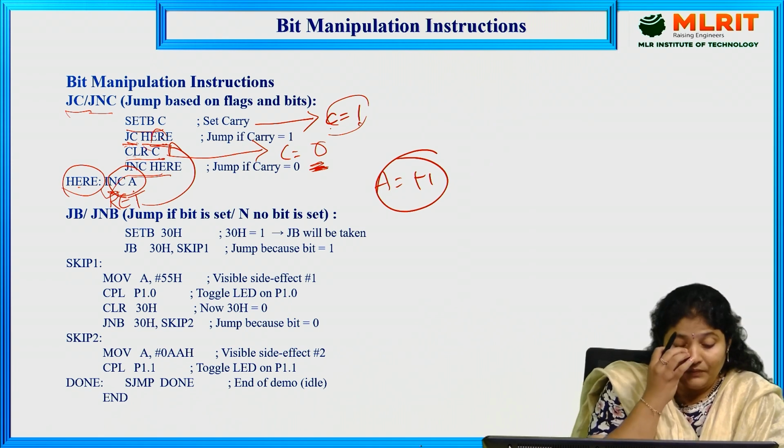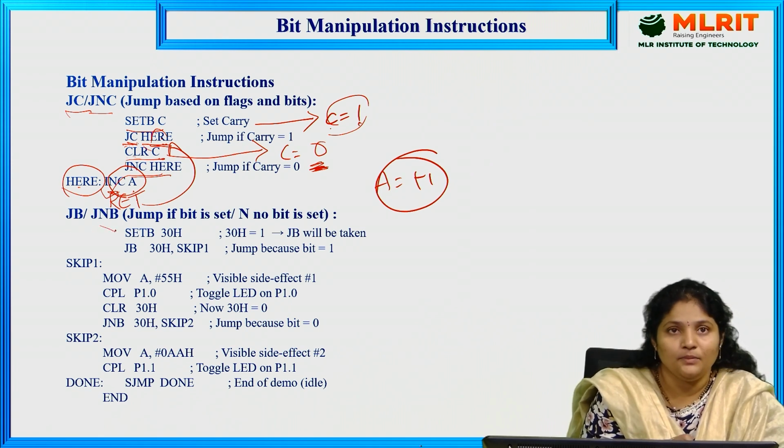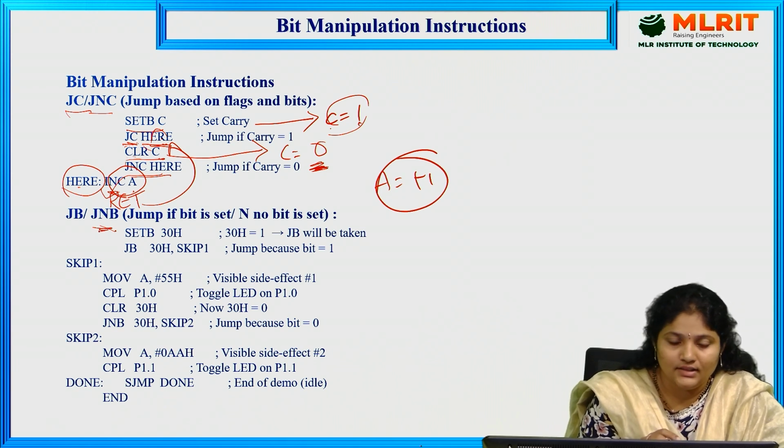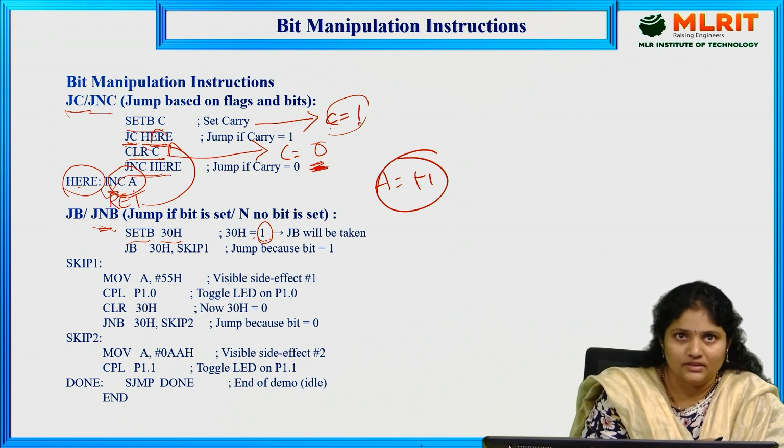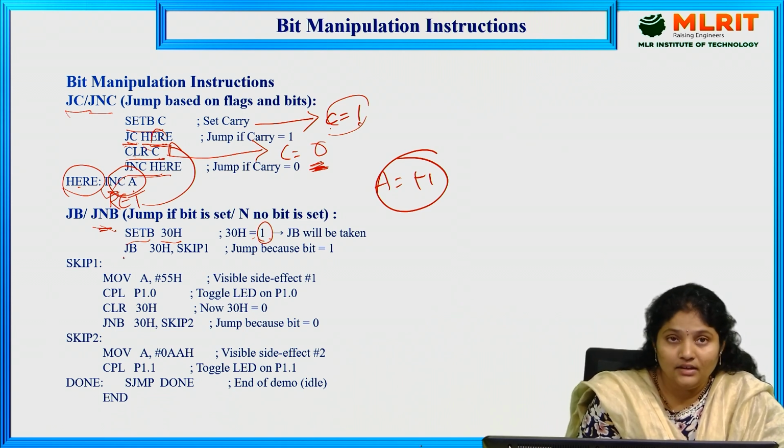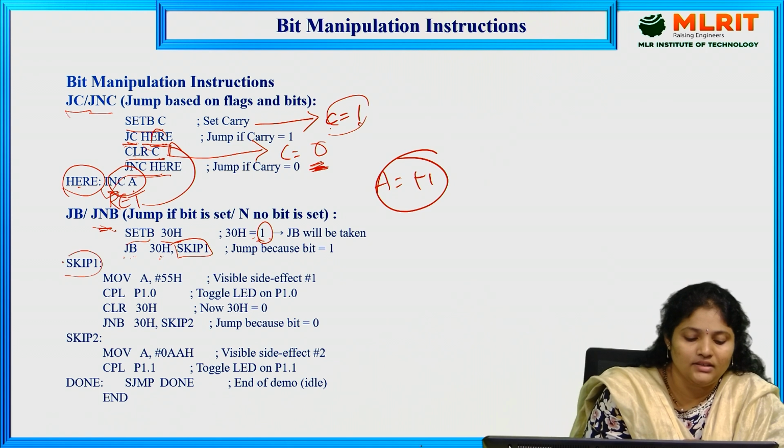So coming to the JB and JNB instructions: jump if bit is set, jump if bit is not set. Let us see. Here set bit 30H, so the memory location 30H has the bit 1. We have set it. So JB, jump if bit is set. Yes, we have already set it, so it needs to move to the location skip 1.